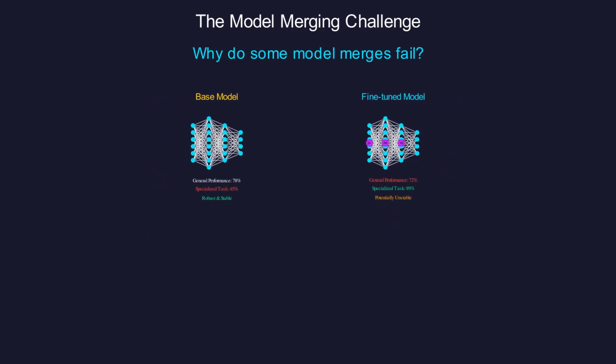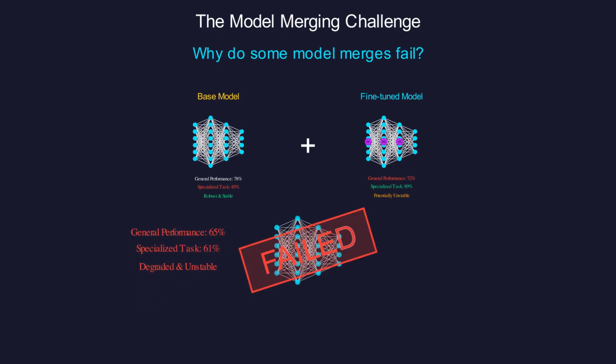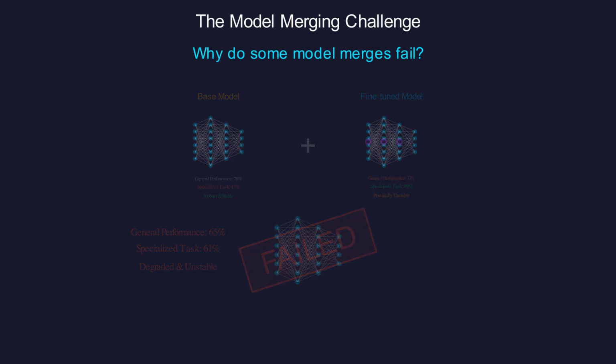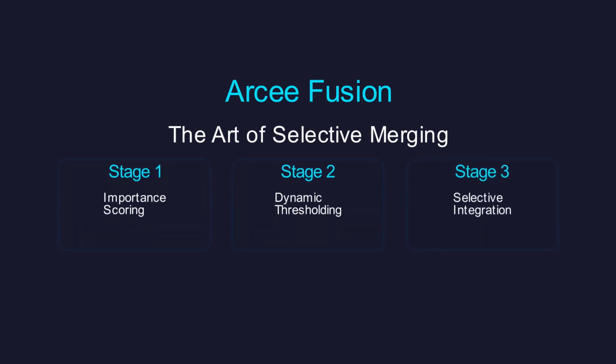So a common technique is to merge the two models to try to get the best of both worlds, to get strong general performance and strong specialized performance. But sometimes you get neither, and you get a worse model than the original two models. That's where Arcee Fusion comes in. It's a more efficient merging recipe that will only merge important parameters. And we'll explain in the rest of this video what important parameters are and how we can find them.